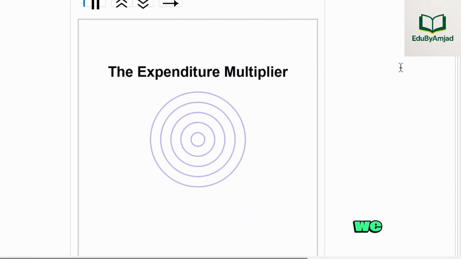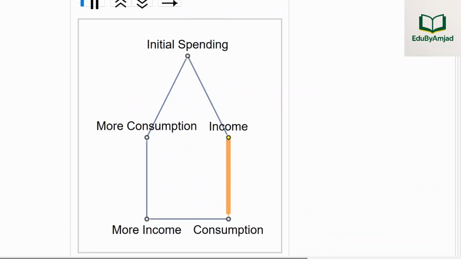In this video, we explore one of the core ideas of macroeconomics, the expenditure multiplier. You will learn what it means, where it comes from, and how simple consumption behavior creates a powerful chain reaction in the economy.